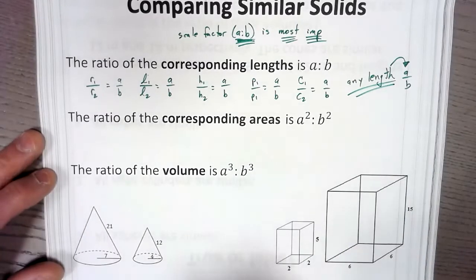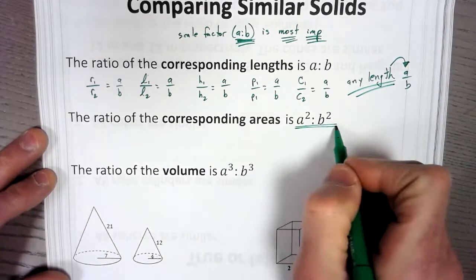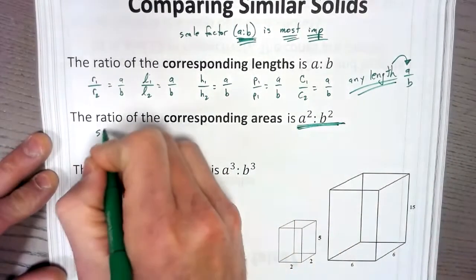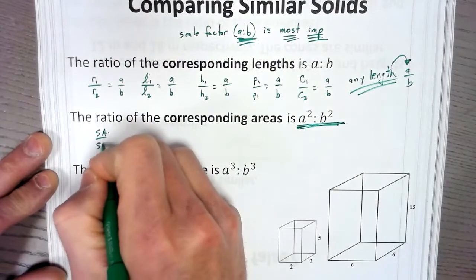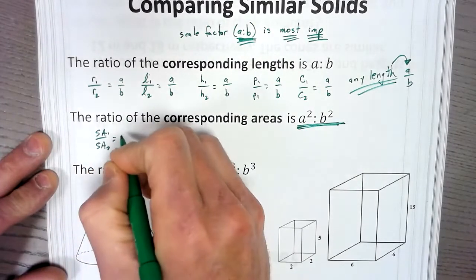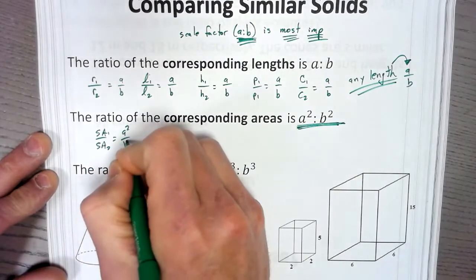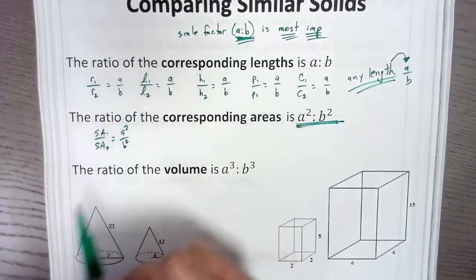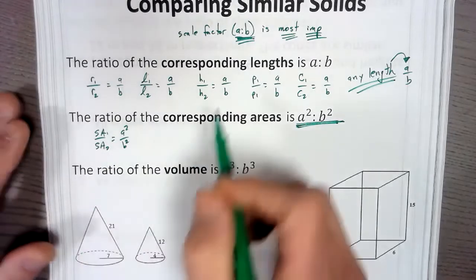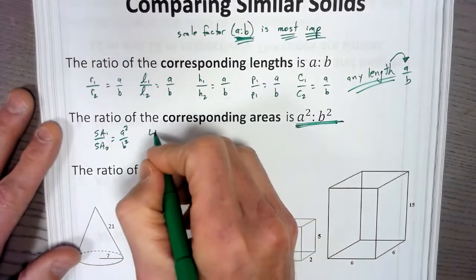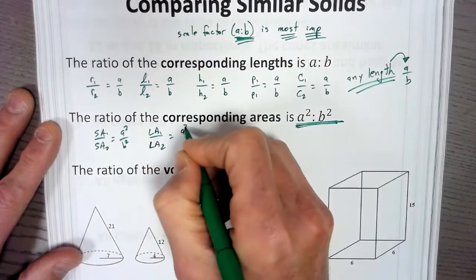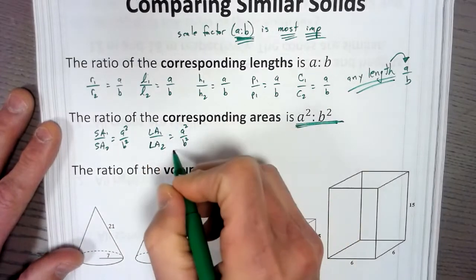Now the area, as we learned last chapter, is going to be A squared to B squared. So the surface area of 1 to the surface area of 2 could be A squared to B squared. We take the scale factor and we square it to get that. A couple of you mixed that up on the test, so try to make sure that you got it now. The lateral area of 1 to the lateral area of 2 is going to be A squared to B squared, the scale factor squared.